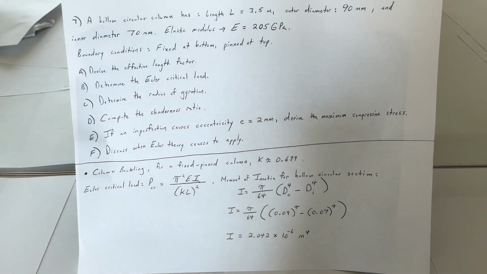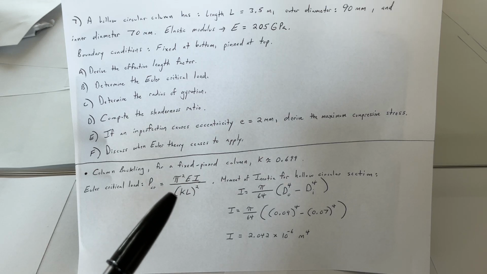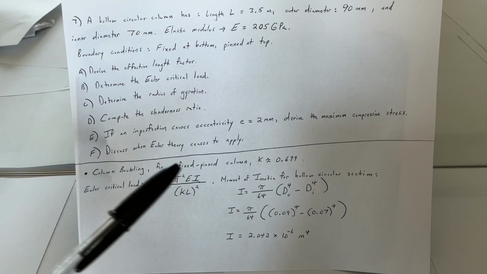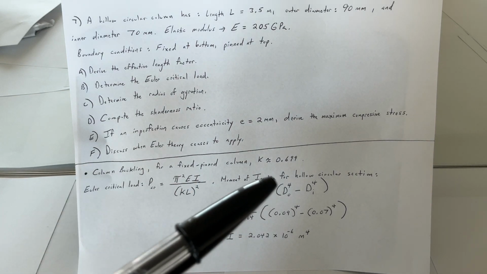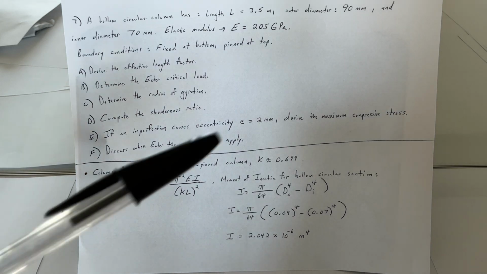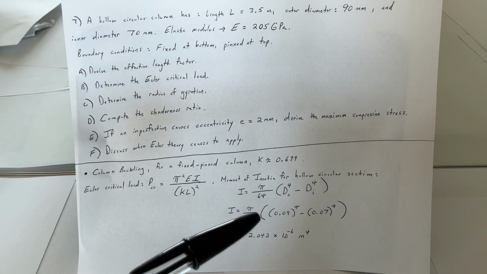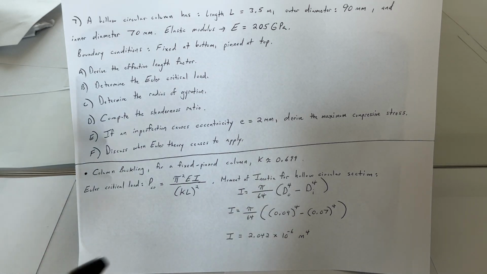So column buckling for a fixed-pin column, K is about 0.699. Euler critical load, P sub CR, equals pi squared EI over quantity KL squared. Moment of inertia for a hollow circular section, I equals pi over 64 times D outer diameter to the fourth minus D inner diameter to the fourth. I equals pi over 64 times the quantity 0.09 to the fourth minus 0.07 to the fourth. So I is equal to 2.042 times 10 to the negative 6 m to the fourth.